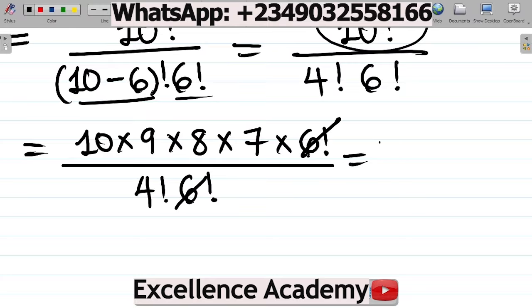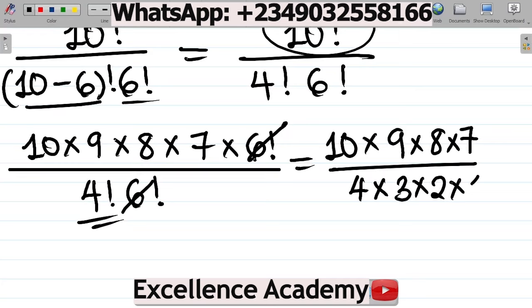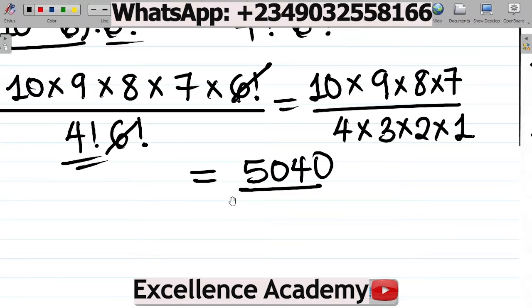This is equal to 10 times 9 times 8 times 7, all over 4 factorial, which simply means 4 times 3 times 2 times 1. That's the meaning of 4 factorial. Let's look at the numerator. For the numerator, you have 10 times 9 times 8 times 7, and that's equal to 5040. So this all over, for the denominator, what do we have there? We have 4 times 3, which is 12, times 2, 24, times 1, that's 24. So this is 5040 divided by 24.